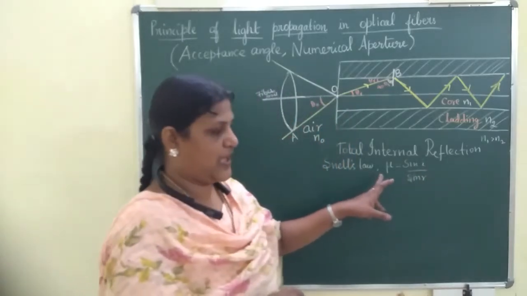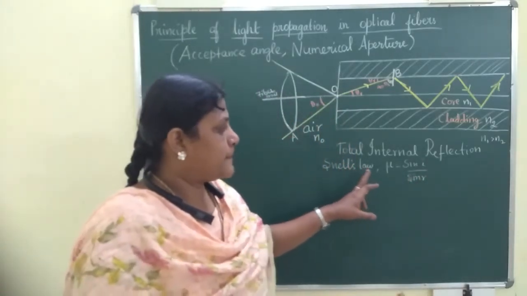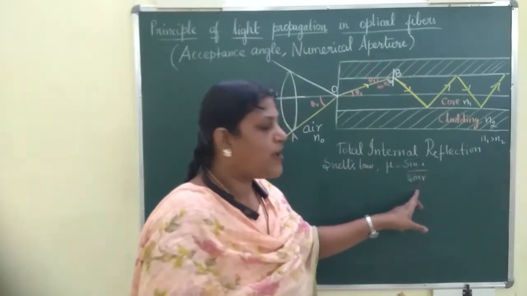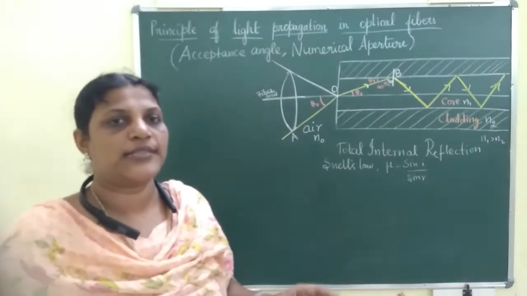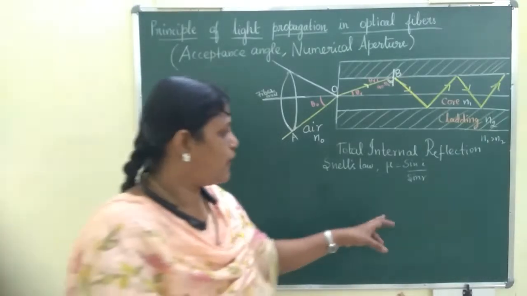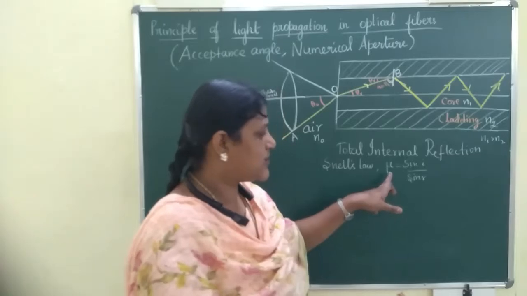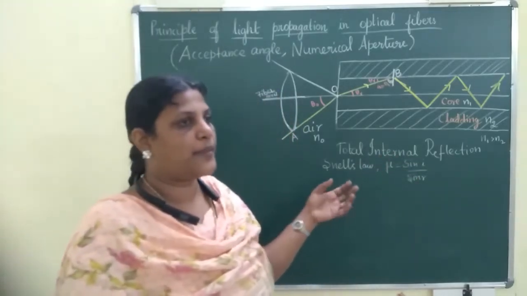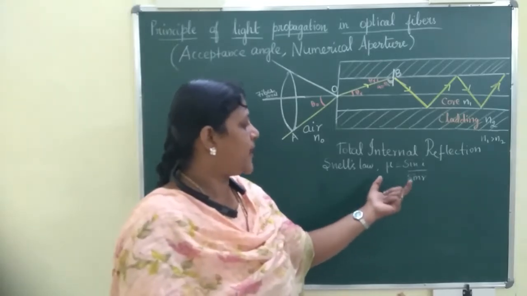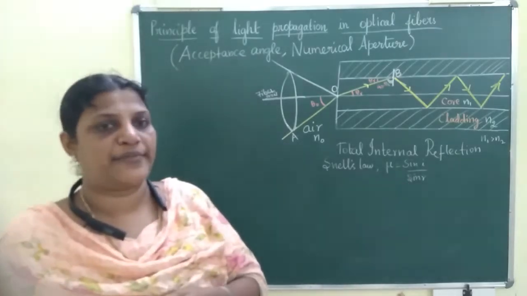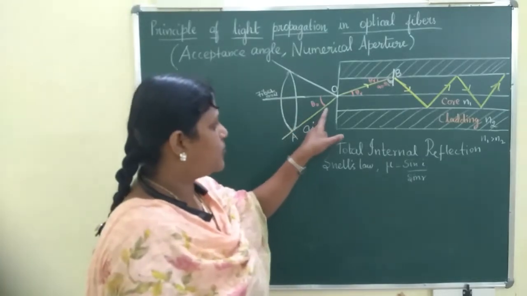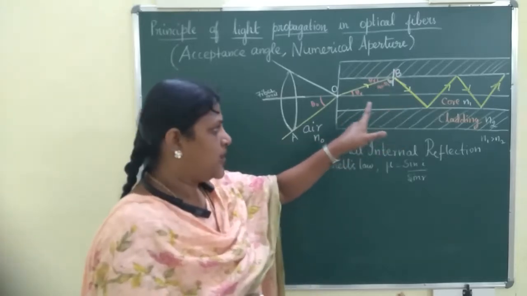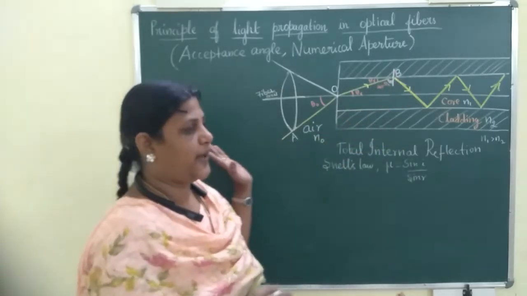Snell's law says that refractive index equal to sin I by sin R, or we can say like this: angle of incidence is related to angle of refraction using Snell's law. So Snell's law gives us this formula. So keeping this in mind, we are going to apply this formula for two interfaces. One is the air core interface and other one is the core cladding interface. So let us calculate them separately.